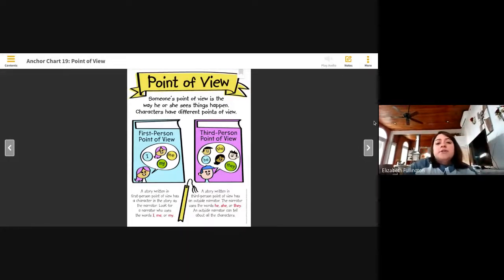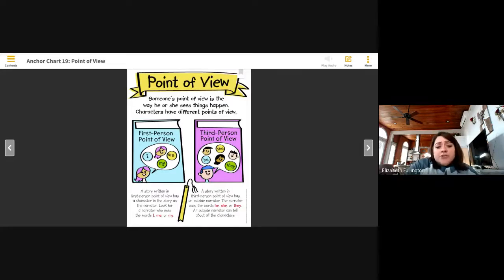Someone's point of view is the way he or she sees things happen. Characters have different points of view. So we have 2 points of view that we look at. The first person point of view: a story written in first person point of view has a character in the story as the narrator. So the narrator is telling the story. Some of the words that the narrator may use are I, me, or my. So the narrator's inside the story telling the story.